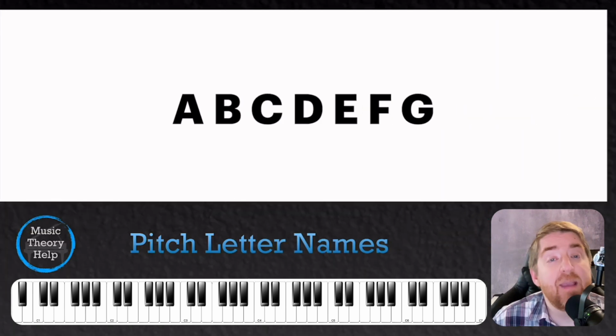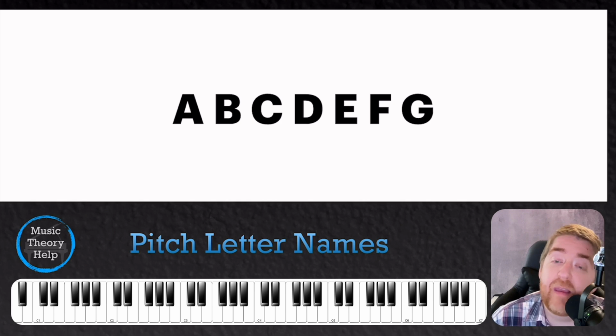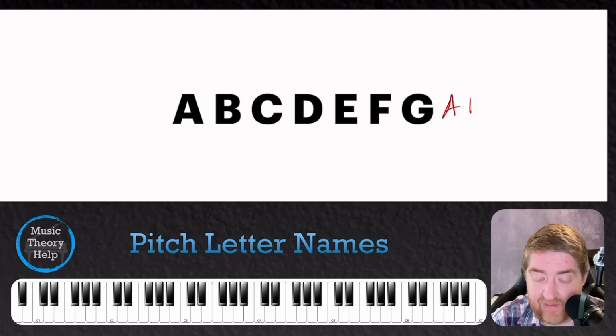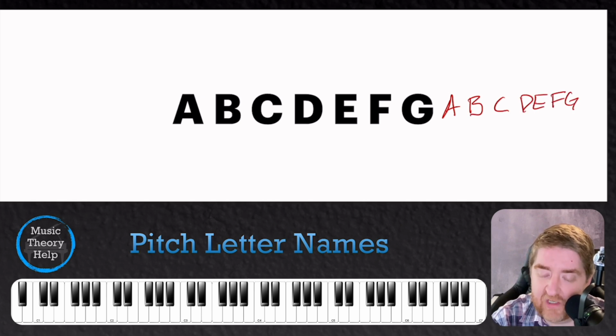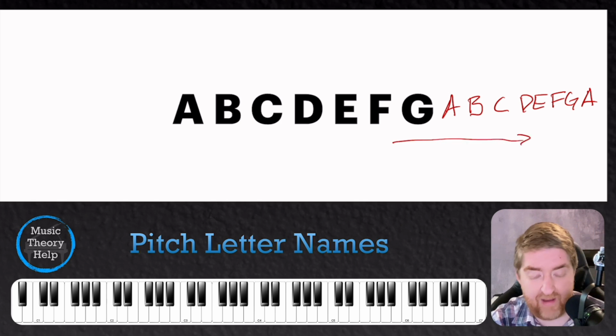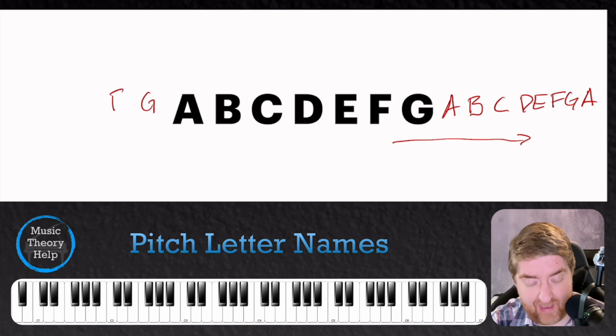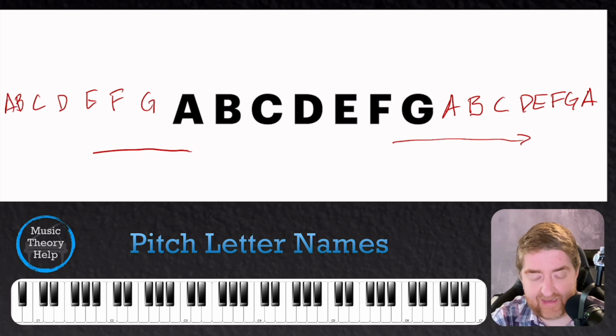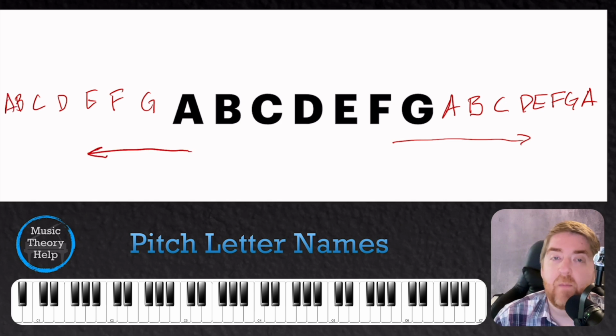We use 7 letter names A through G to specify pitch, and when we get to G, we start over with A. A, B, C, D, E, F, G, and A. It's continuous. Or we can go down A, G, F, E, D, C, B, and A. It's continuous in the other direction as well.